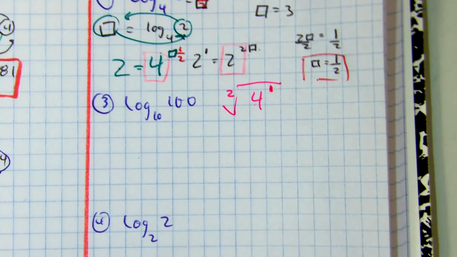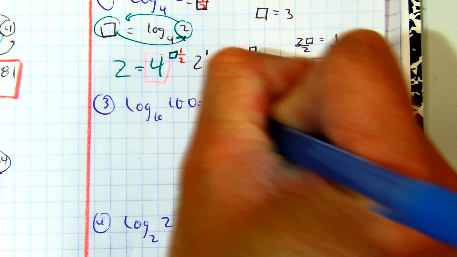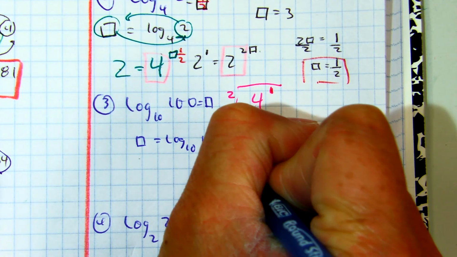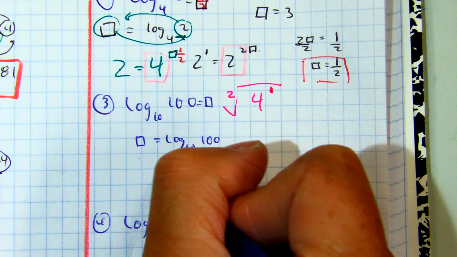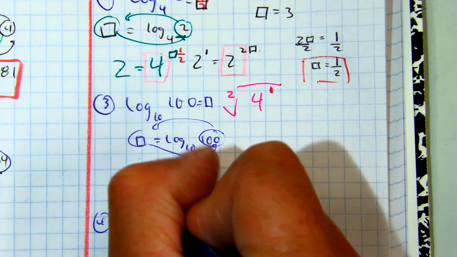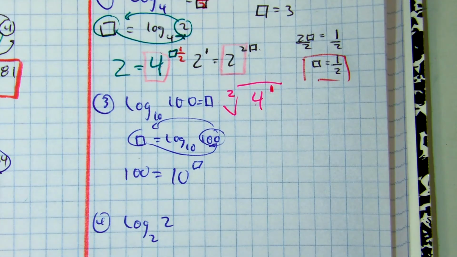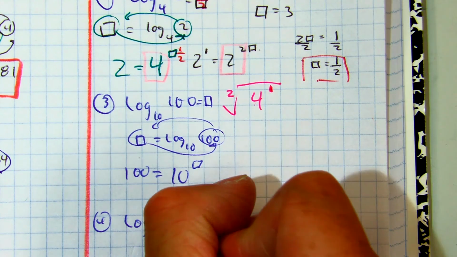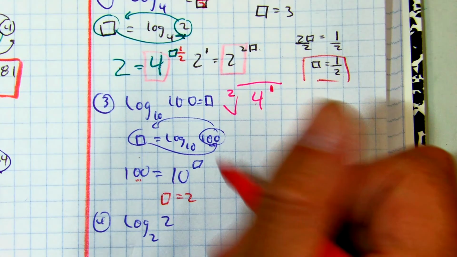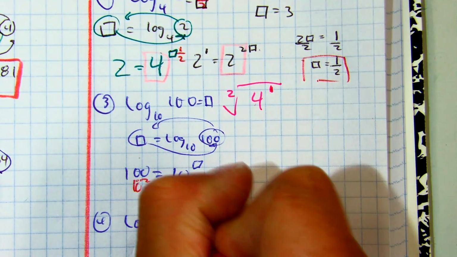Let's try the third one. Class, what's your base? 10. So let's write 10 really big. Switch them. What goes on the left? 100. The box is equal to 2. Remember, you can just change that one into 10 squared, right? Does that make sense? So 2 goes in there.